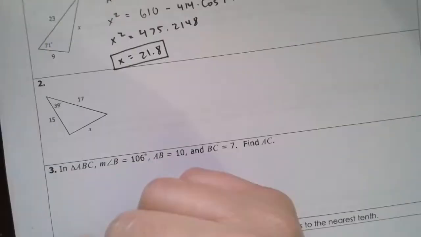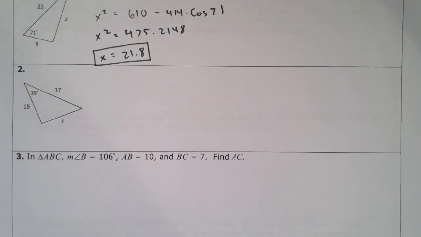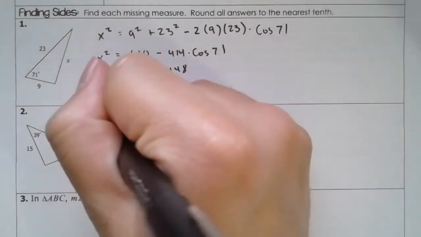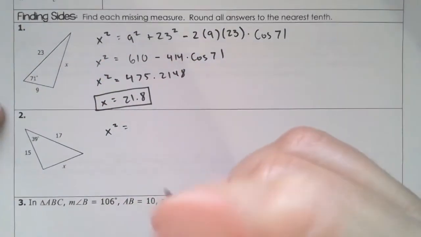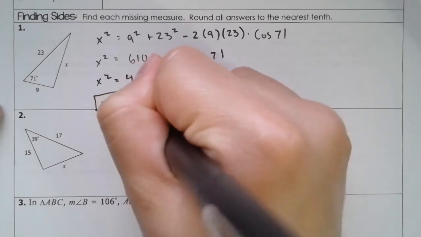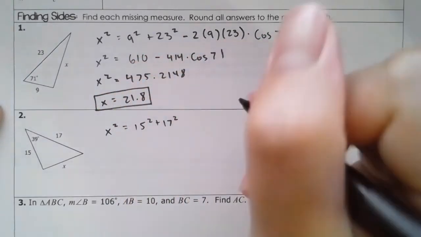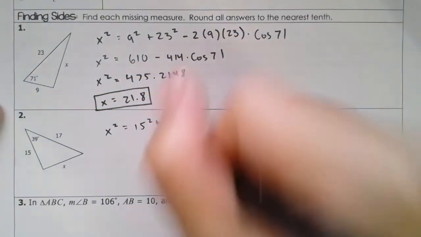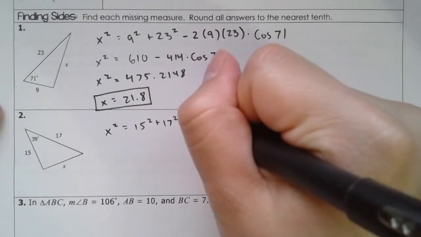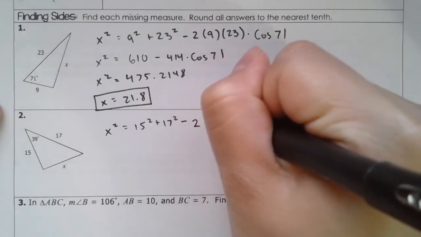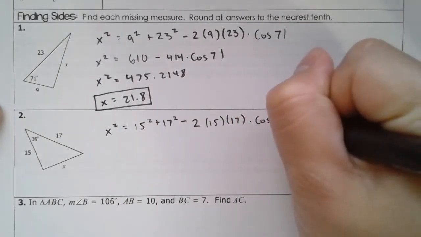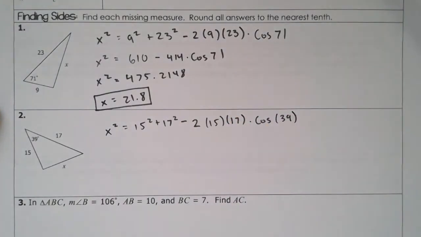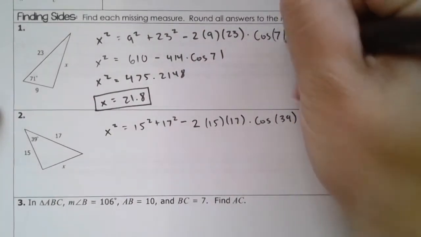Number 2. Same idea, finding this side. So x squared is equal to 15 squared plus 17 squared minus 2 times the two sides, 15 times 17, times cosine of 39 degrees. So let's be consistent.